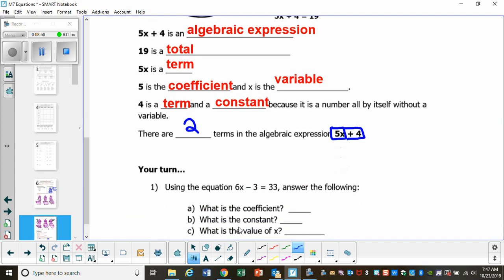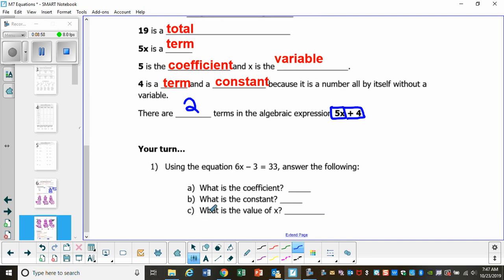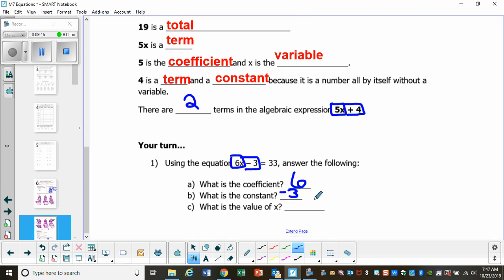Okay? So it says now your turn, using the equation 6x minus 3 equals 33, answer the following. What is the coefficient? Remember, that's the number in front of the variable. You should say 6. What's the constant? Remember, that's the number alone. And so we've got to take into play that the constant is a negative 3 because of the minus. And then what is the value of x? It's telling you to solve it.